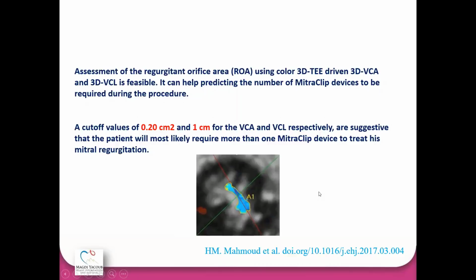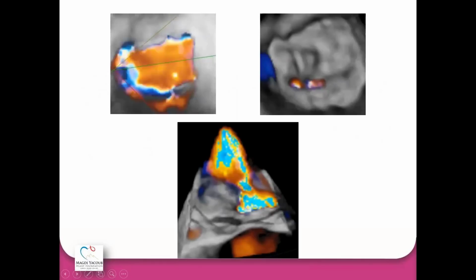This is very important because if you know that the patient will more likely need more than one clip, you have to have at least 2 MitraClip devices on board before you start the procedure. And another point also is grasping in the medial part of the coaptation line is much more difficult than grasping on the lateral part. So if you know that you will put more than one MitraClip, you start with the difficult one first to make it easier for you to grasp on the lateral side. So that really helps in planning the procedure.